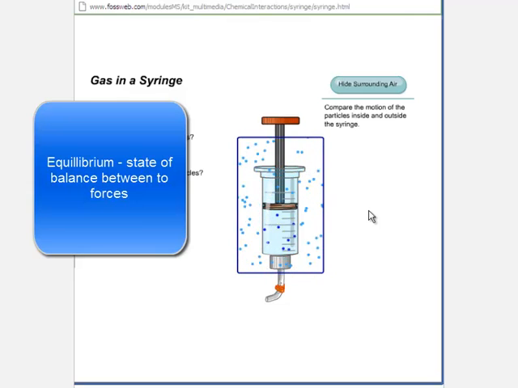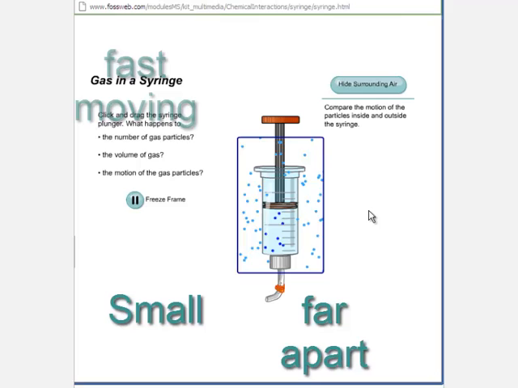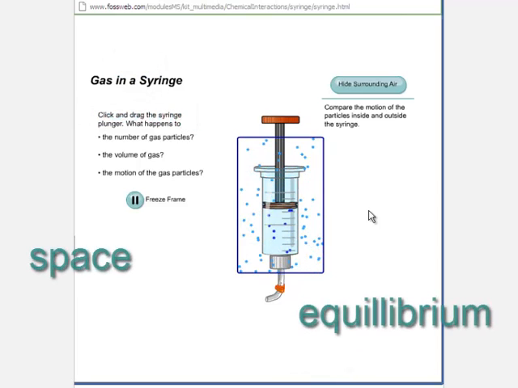So the key words here to remember about gas particles. Think about examples. How would you explain gas particles to someone else who has never, quote, seen gas particles before, as we see them with little dots moving around quickly? Okay. Gas particles, think back to those words. They are small. They are far apart. They are fast moving. They have space in between them. And they want to reach an equilibrium. All right?